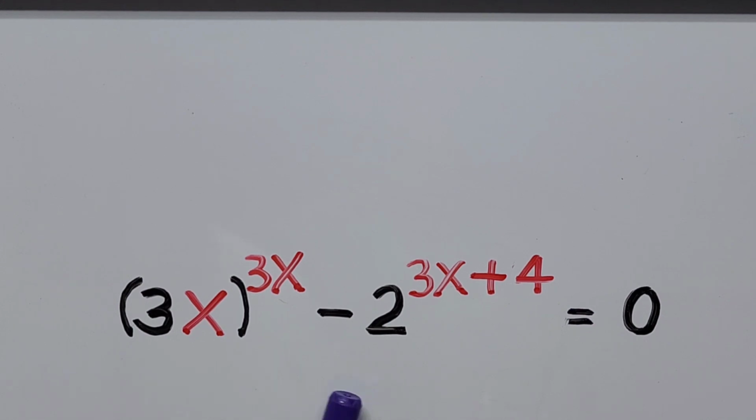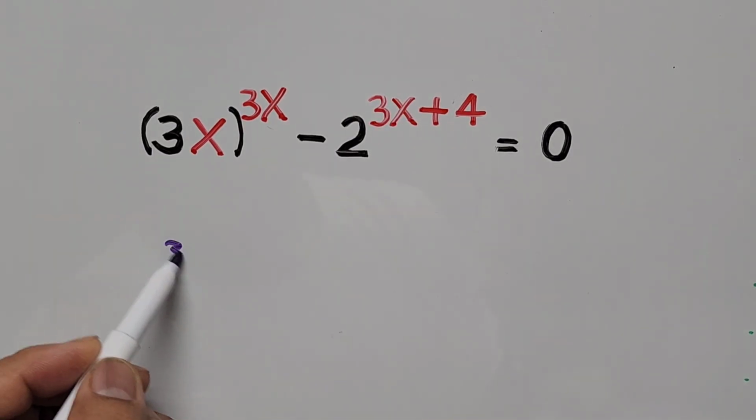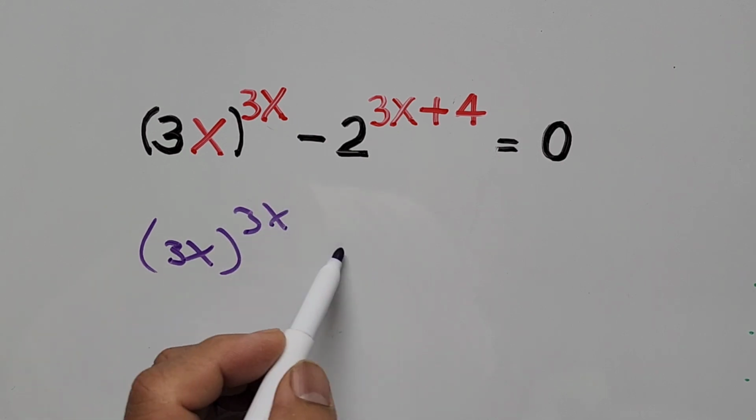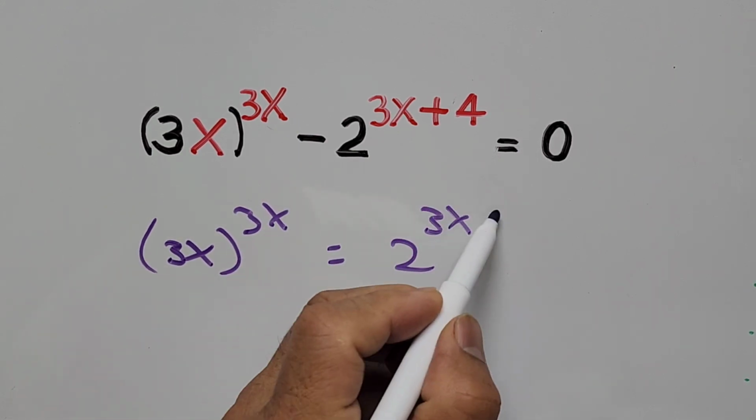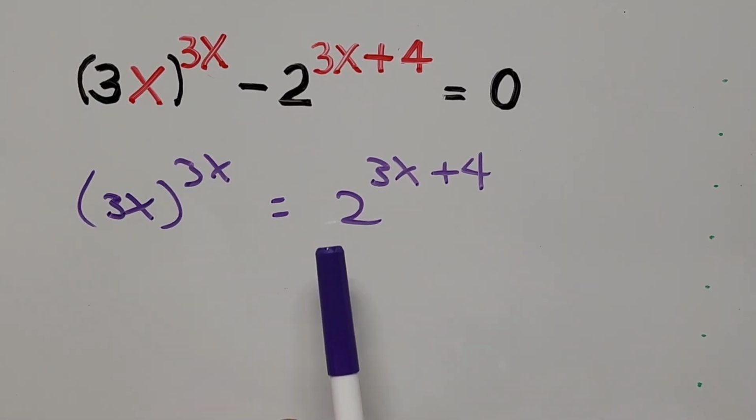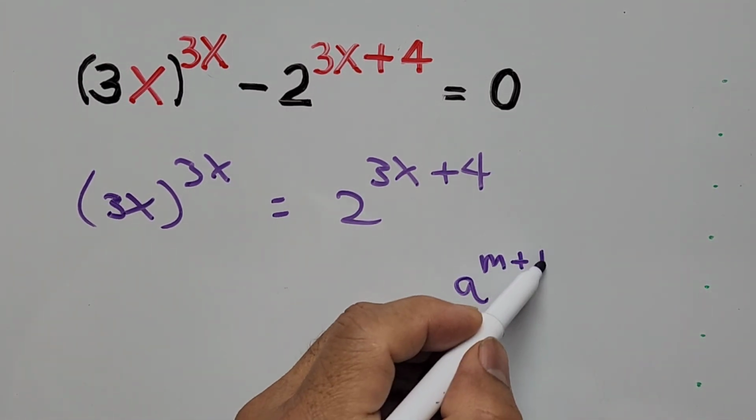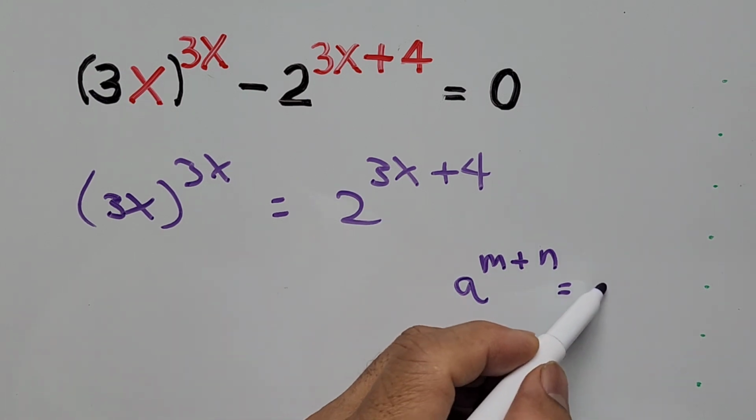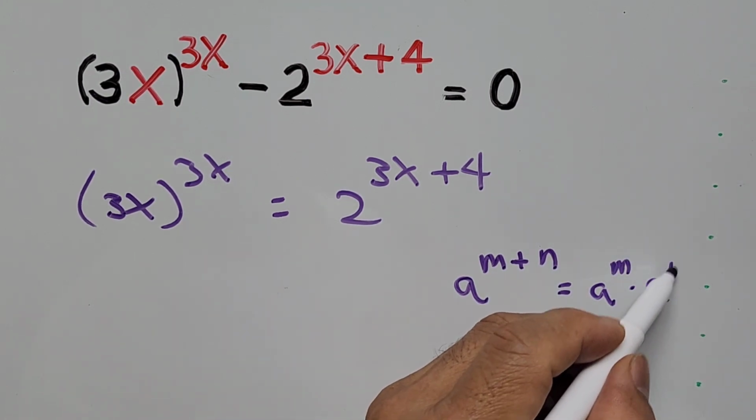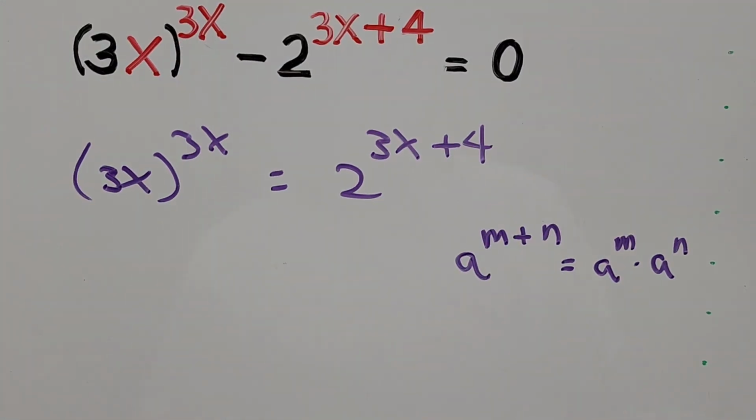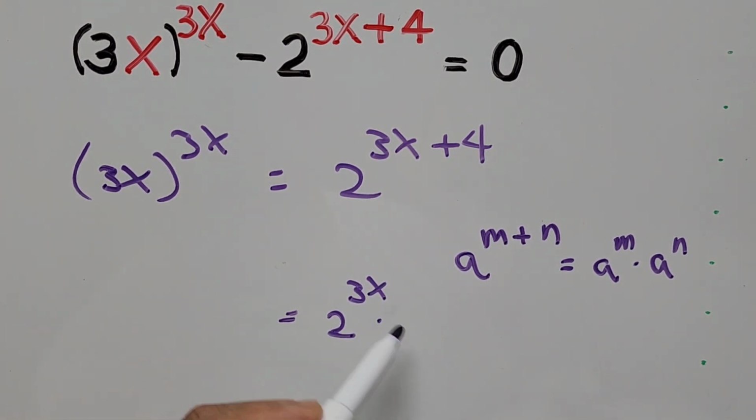Let's start. If you notice, the second term is negative, so we can move this to the right. We have 3x to the power of 3x equals 2 to the power of 3x plus 4. On the right hand side, 2 to the power of 3x plus 4, we'll be using the formula a to the power of m plus n equals a to the m times a to the n. And so the right hand side becomes 2 to the power of 3x times 2 to the power of 4.